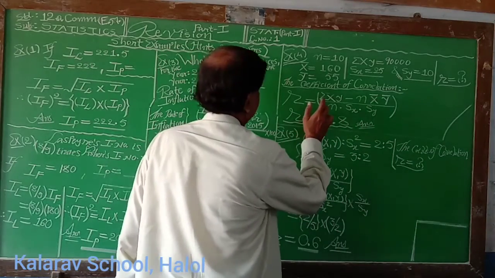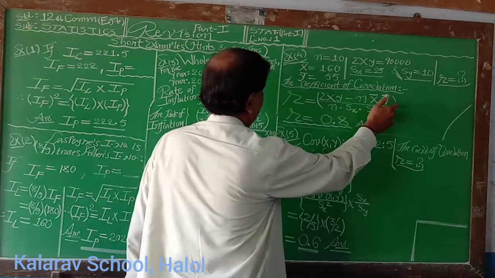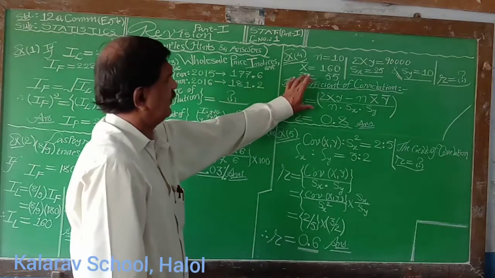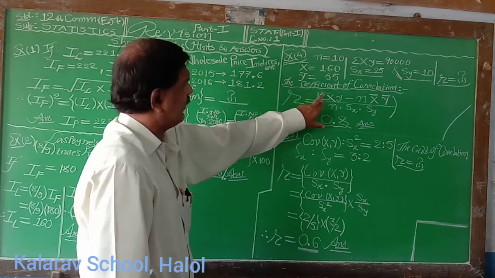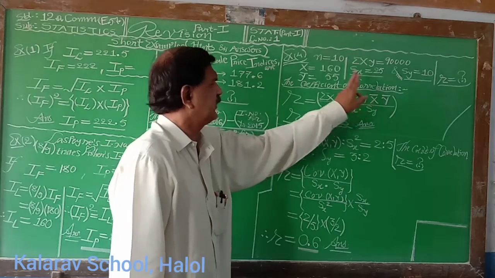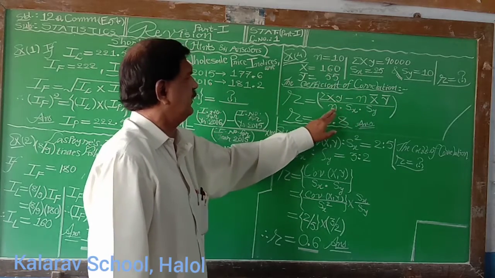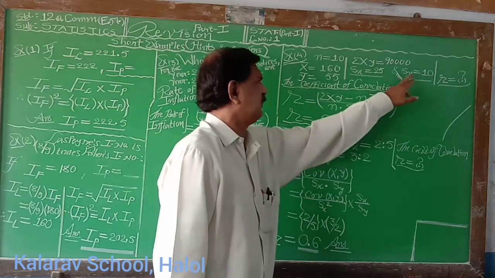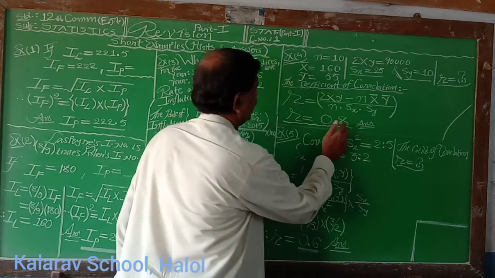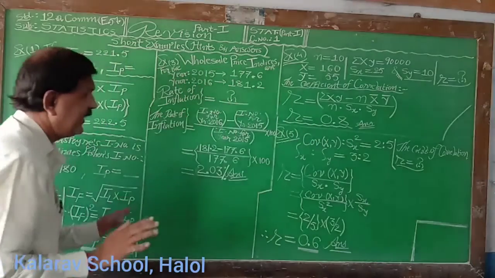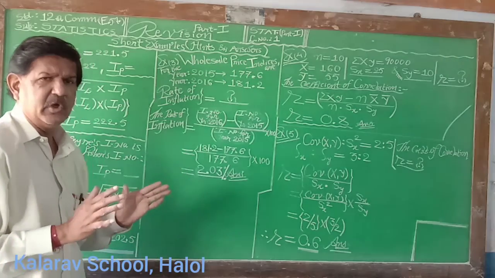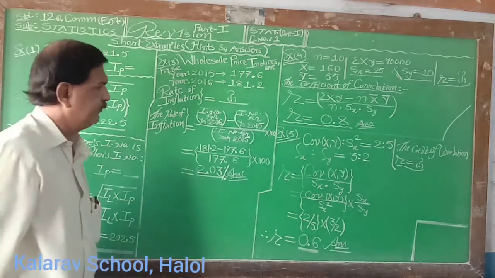r equals sigma xy minus n times x bar y bar upon n into Sx into Sy. This is the applicable formula. Now substitute the appropriate values: sigma xy 90,000 minus n 10, x bar y bar respectively 160 and 55, upon n 10, Sx 25, Sy 10. You will get after simplification r equal to 0.8. These are only hints and answers. Calculation and simplification, leave it to you.